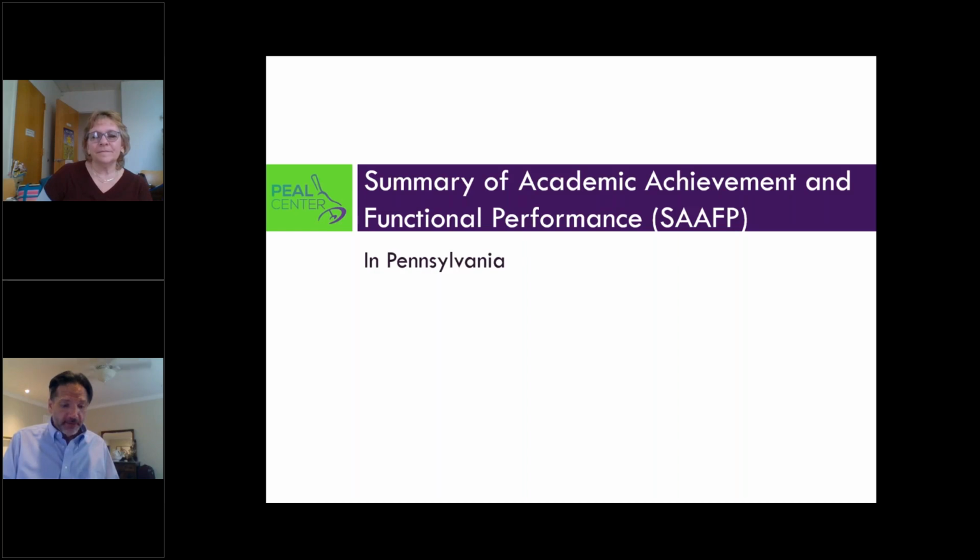What we're going to do now is switch gears a bit and talk about the summary of academic achievement and functional performance. It's really that last step when we think about this whole process. This is what a student and their family are provided as that student is exiting, graduating high school, leaving high school and moving on to adult life.